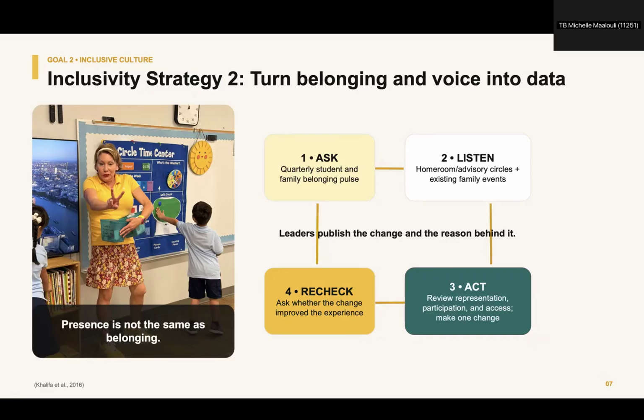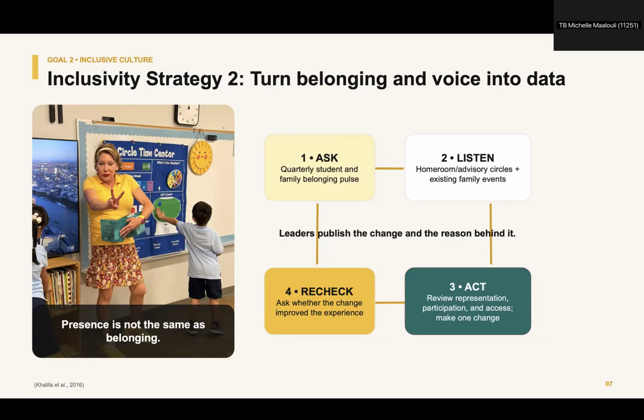A student can be physically present in a classroom and still feel that their ideas, their identity, and their language do not matter. So each quarter, we'll use a short belonging post along with listening opportunities through homeroom, advisory, and family events to see who participates. Teachers will lead age-appropriate conversations. Support staff will make participation accessible. Students and family will help us interpret what the information means instead of adults making every conclusion on their behalf.